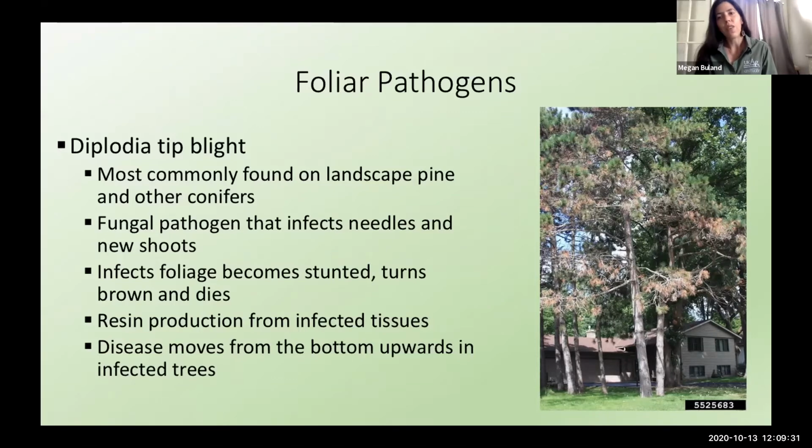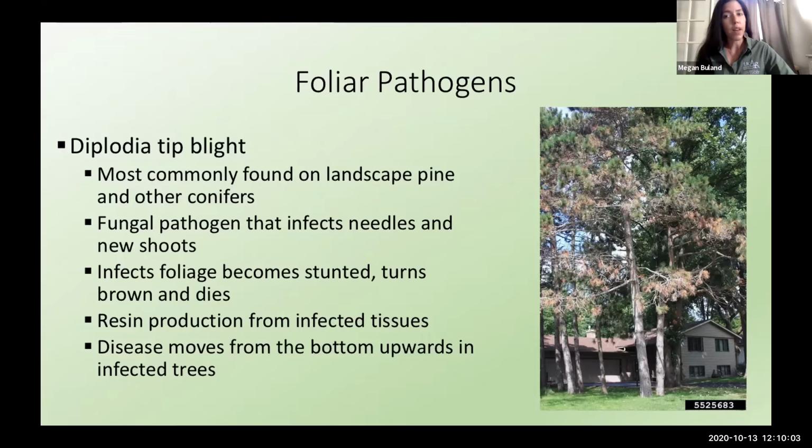Again, it's one of those that there's really not a very effective treatment, but with diplodia tip blight, the take-home message here is that this pathogen infects trees that are not really in the right spot. So there's a lot of pine trees that we probably shouldn't be growing in this area. This isn't really the ideal place for them, and they get stressed in our environmental conditions because this isn't their natural area. So the stressed trees are much more likely to be susceptible to something like diplodia.